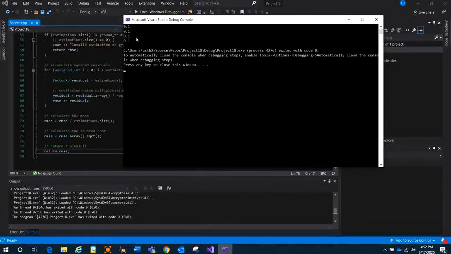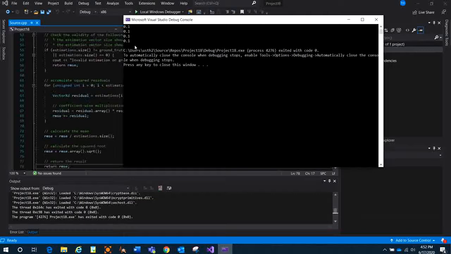Okay, we got the result right here. This value is 0.1, between the estimation and the real value.